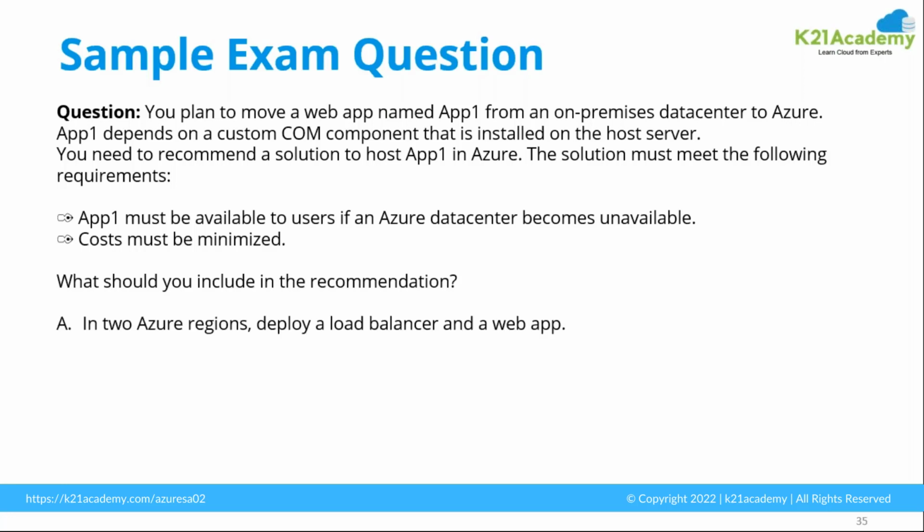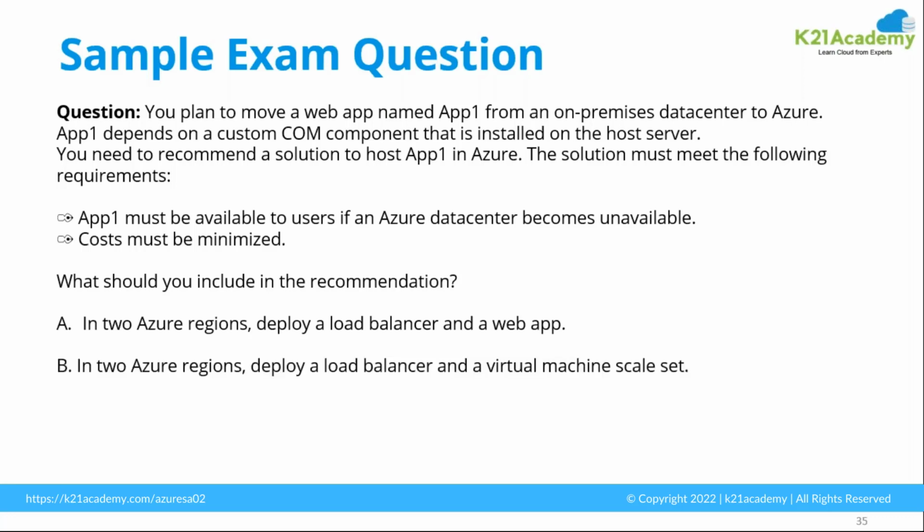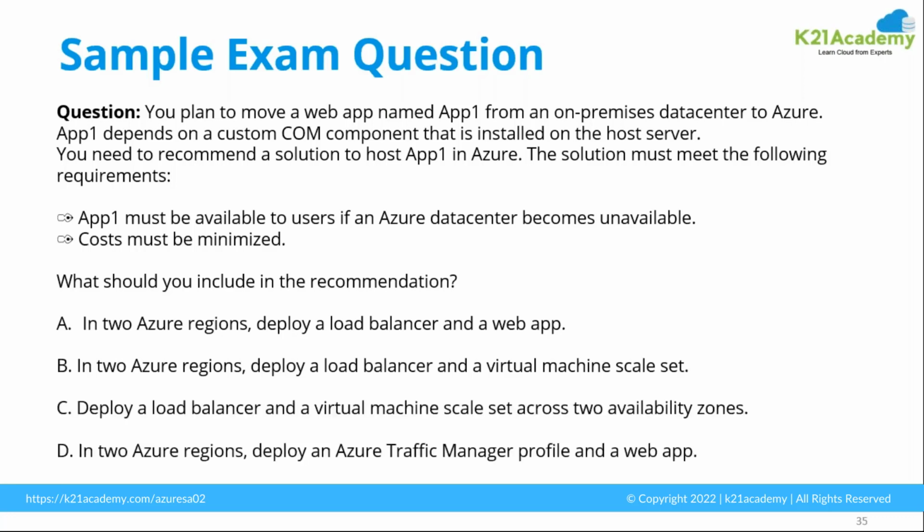Your choices are: A, in 2 Azure regions, deploy a load balancer and a web app. B, in 2 Azure regions, deploy a load balancer and a virtual machine scale set. Option C is deploy a load balancer and a virtual machine scale set across 2 availability zones. Or option D, in 2 Azure regions, deploy an Azure Traffic Manager profile and a web app.